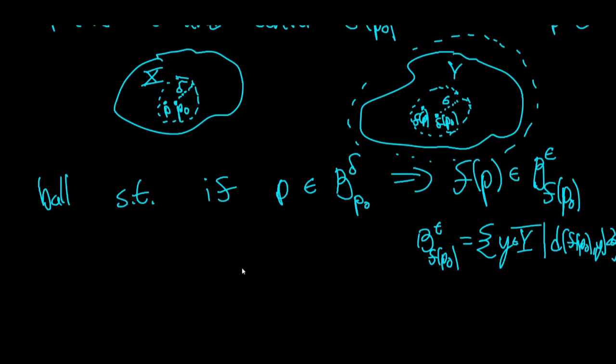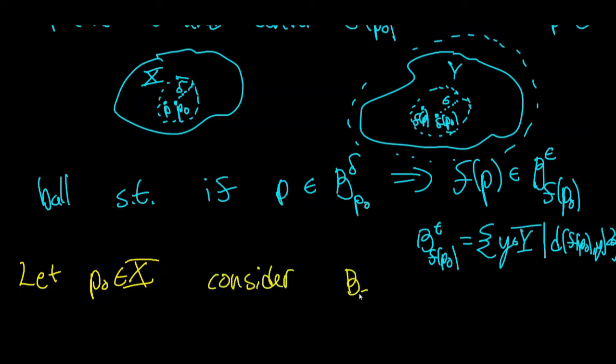So let's start our proof here. Let's just take any p naught in x. So let p naught be in x, and now let's consider the open ball of center f of p naught and radius epsilon for any epsilon strictly greater than 0.